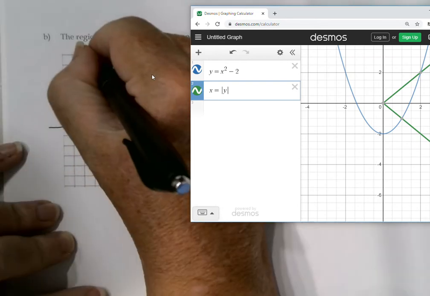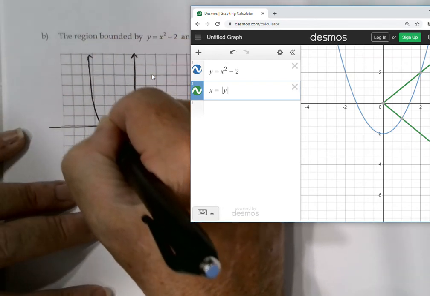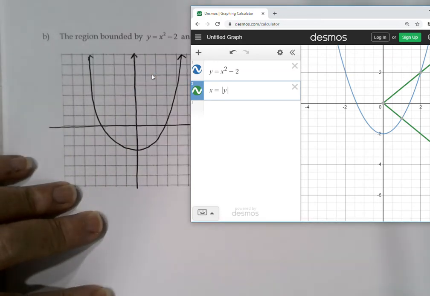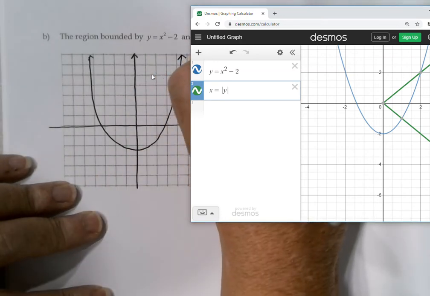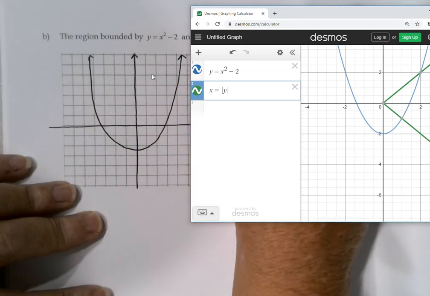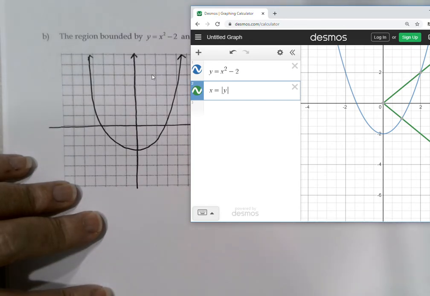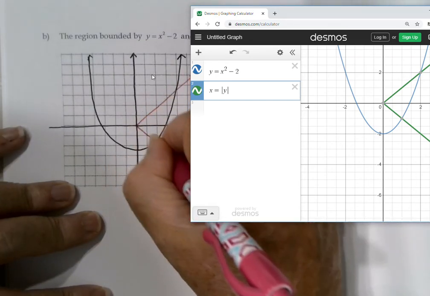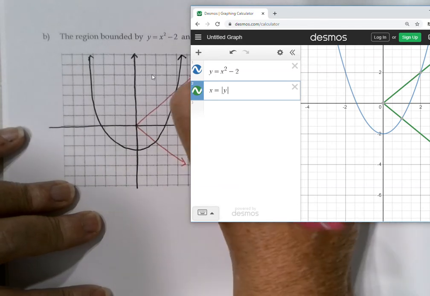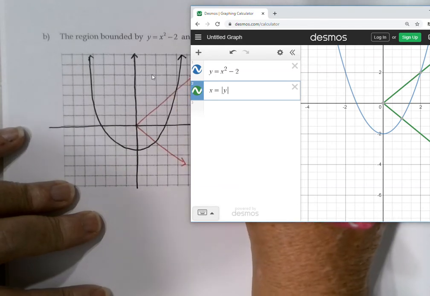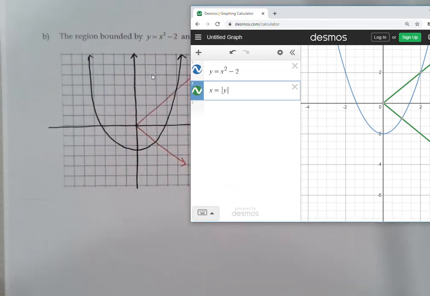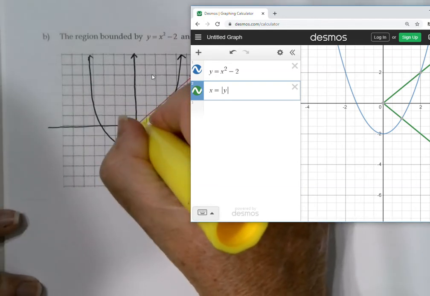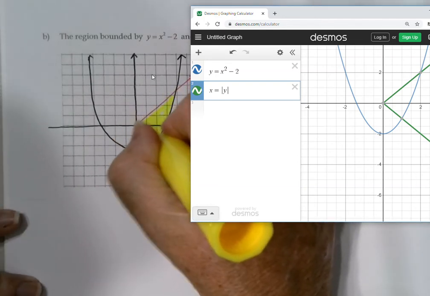So I've got my parabola, and again, I'm just going to label things. I'm not going to worry too much about getting things in the exact right spot. There is y equals x squared minus 2. And then there is x equals the absolute value of y. And we can see that the region that's enclosed by those graphs is this one right here.